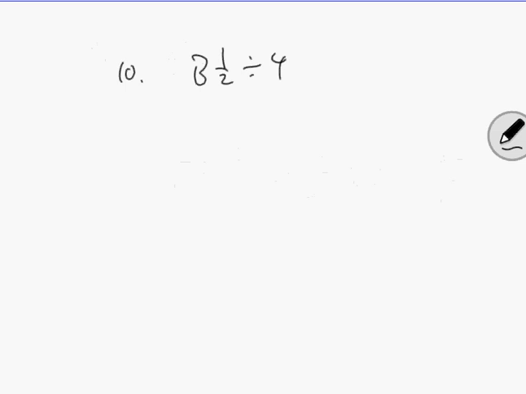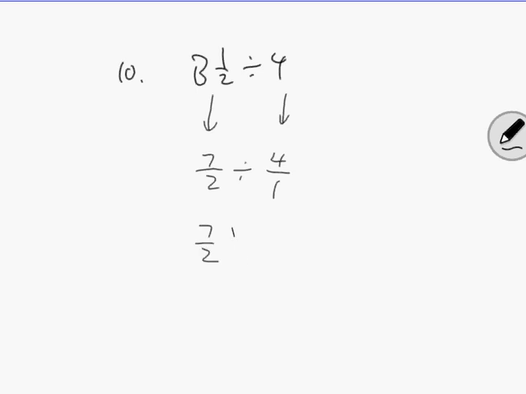Question 10 says 3.5 divided by 4. As always, if I'm doing any multiplication or division, it's much easier to use improper fractions. So 7/2 divided by 4, thinking about whole numbers as being over 1. I haven't done any math yet. I just converted my mixed fraction to improper and changed my whole number to 4 over 1. It's still the value of 4.